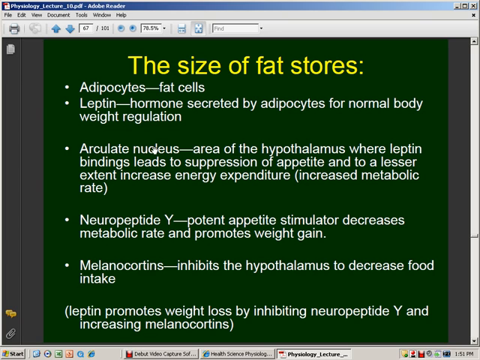And then to a smaller extent, that leptin will actually tell the hypothalamus, turn up my metabolism to make me do what with that full fat storage area? Back it off just a little bit. It helps me burn a little bit of calories, so it increases my metabolic rate.